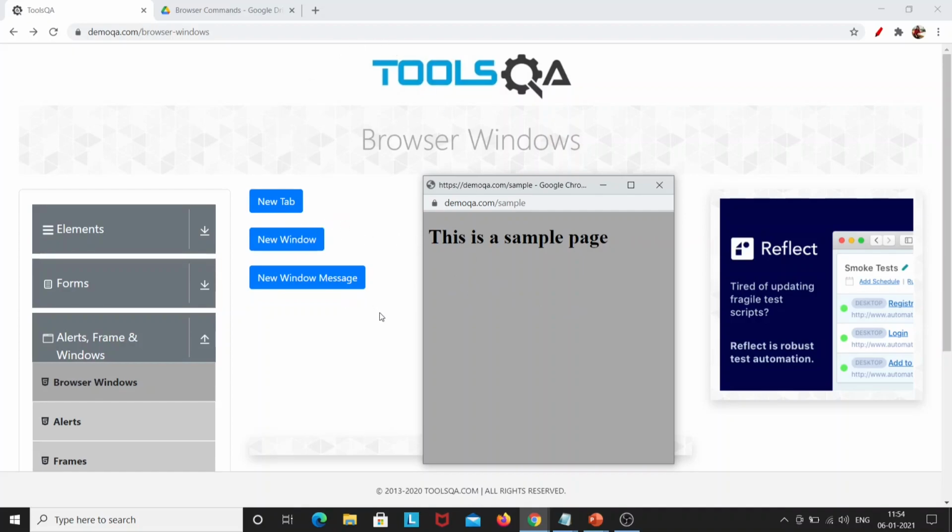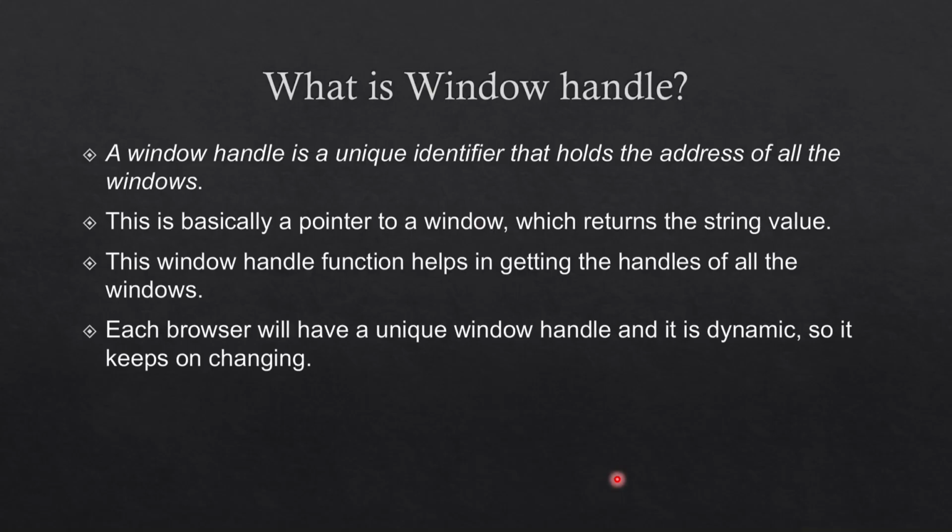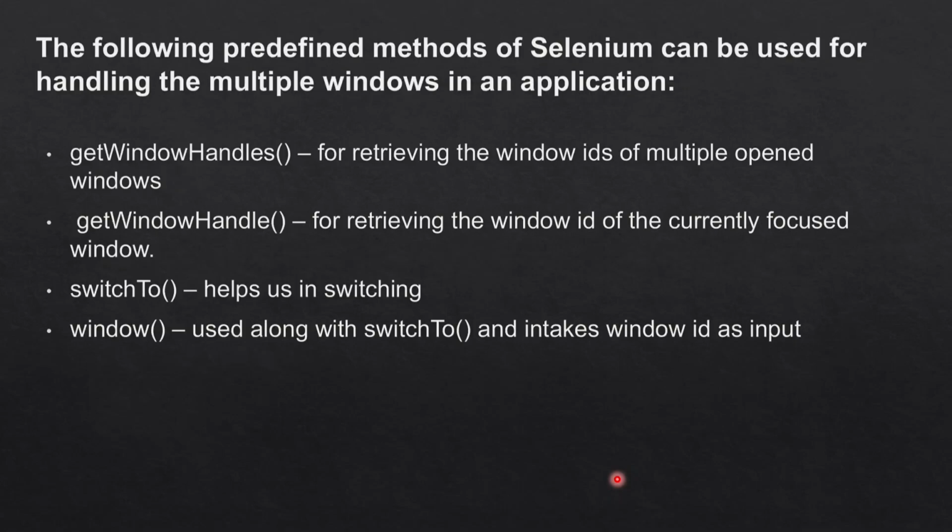I'm going to use some specific commands. And yeah, these window handles are dynamic, so they keep on changing. There's no fixed value for it. They're dynamic in nature, they will keep on changing, and it is a pointer to a window which returns the string value. Okay, so there are some predefined methods of Selenium that can be used to handle the windows.